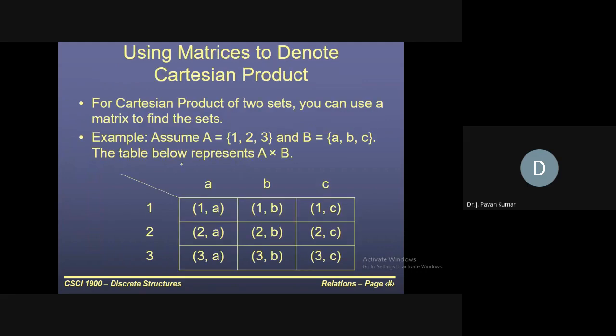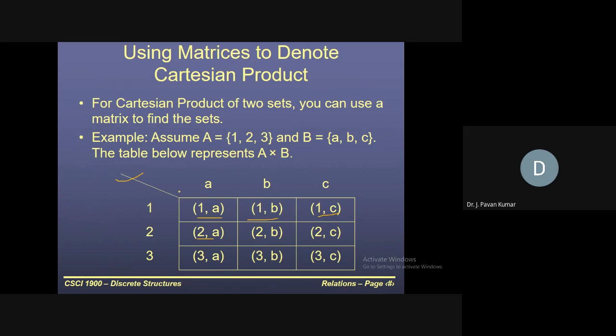Now, this can be represented in the form of a matrix as well. Here we are having 1, 2, 3, A, B, C. A is 1, 2, 3, B is A, B, C. Now 1 comma A, like this we can have the Cartesian product: 2 comma A, 2 comma B, 2 comma C. Like this, in the form of a matrix or table also we can represent the Cartesian product.